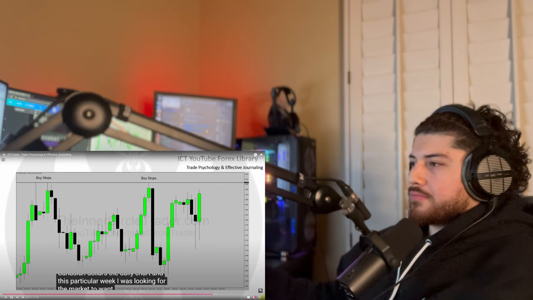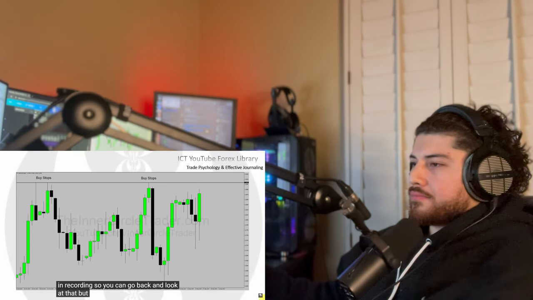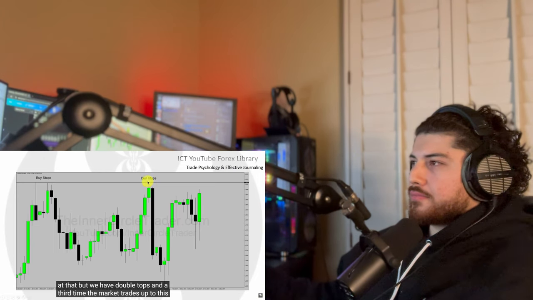Here is the daily chart. And this particular week, I was looking for the market to run above the equal highs. We have double tops, and a third time the market trades up to the same level. So we know this is too clean a level. We got a nice rejection down here, so the market is going to push above this level. Now, if it's so clean like that, what's the most likely outcome? Should the market trade that level and blast off higher, or retreat back down into the range? Well, people will be stopped out, and everyone will back up to those levels again.